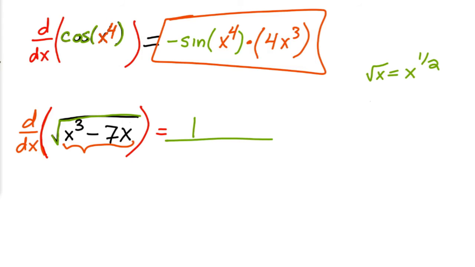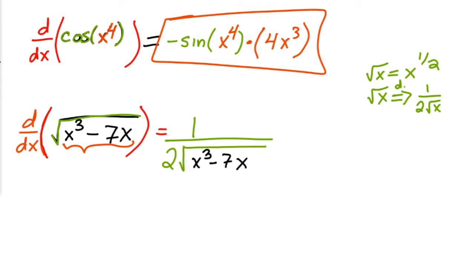So the derivative of square root of x is 1 over 2 square root of x. That's how I like remembering it, but it's up to you. So instead of 1 over 2 square root of x, I'm going to do 1 over 2 square root of the inside. I'm going to leave it alone. So x cubed minus 7x. And then times the derivative of the inside, which is going to be 3x squared minus 7. And that's it.